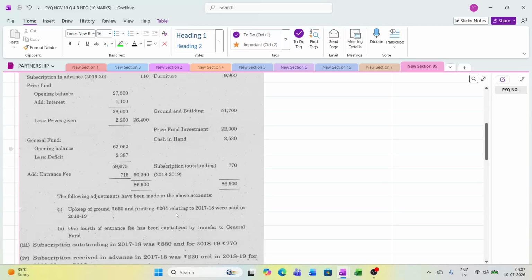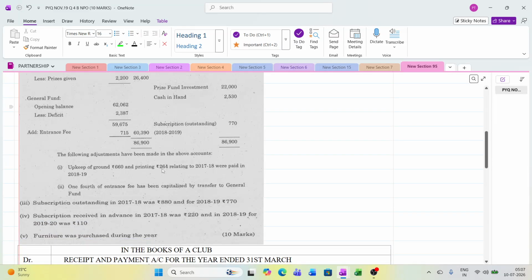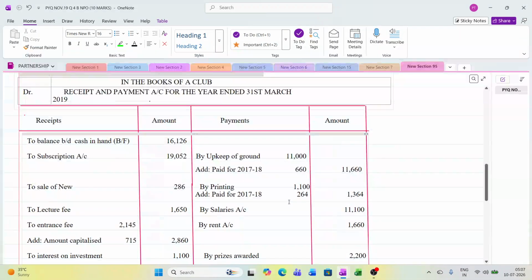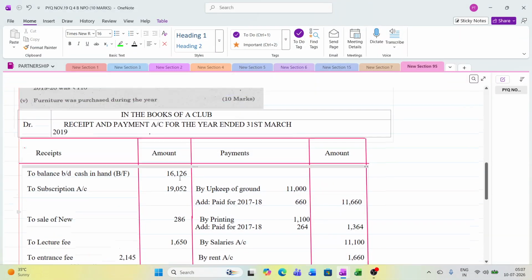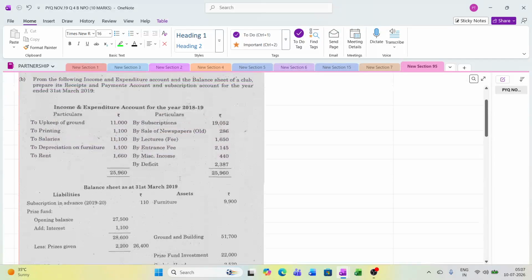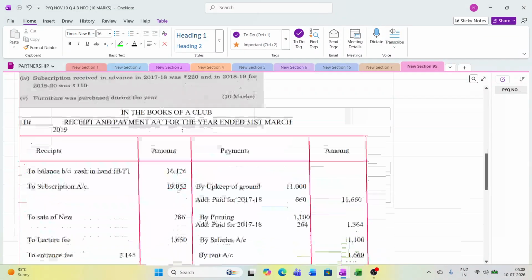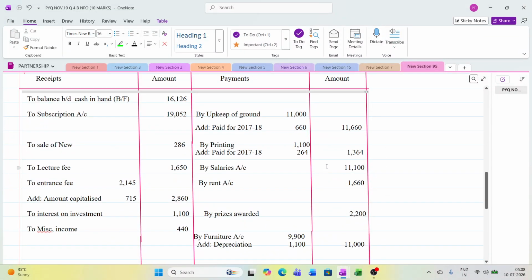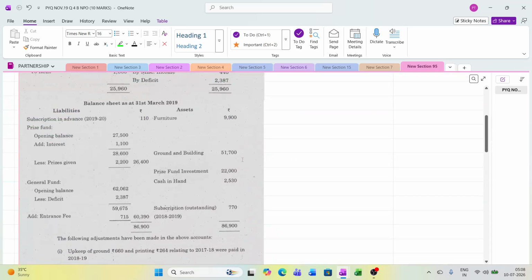Next item is printing 1,100. They have given an adjustment. Printing also they paid during the year 264 relating to the previous year paid in this year. So you have to add that. So 1100 plus 264 is 1,364. Next item coming to salaries. There is no adjustment given. So take as such 11,100 to the outer column. 11,100 salaries account.